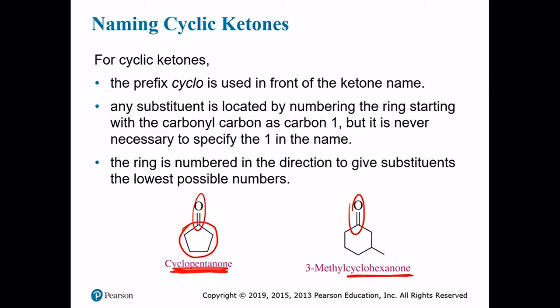And then we can start the numbering system. So you would count the carbonyl carbon as number 1, 2, 3. So this methyl group here is on the 3rd carbon, and it becomes 3-methyl cyclohexanone. You'll see there's still no need to put the number 1 for the placement of the ketone. You can leave that out entirely. It's just 3-methyl cyclohexanone.